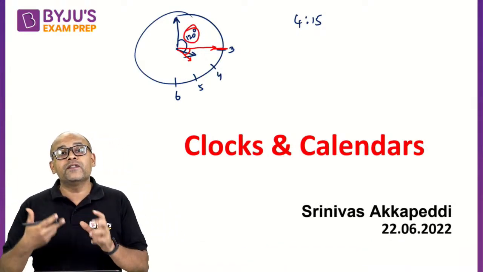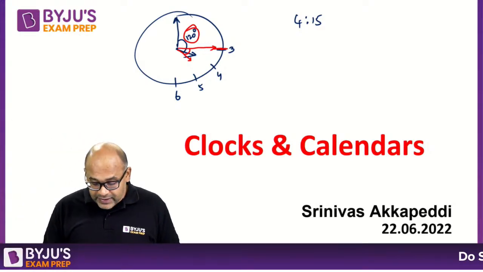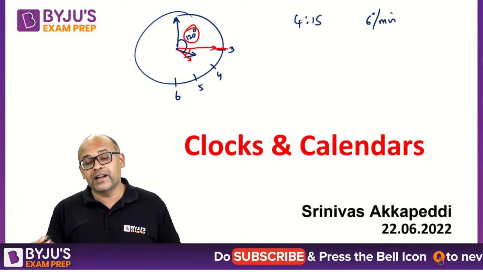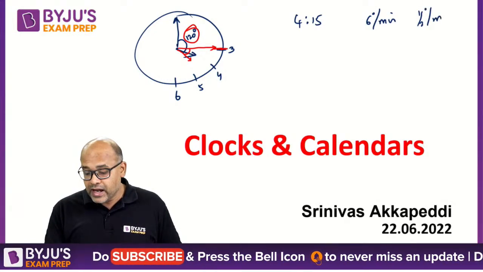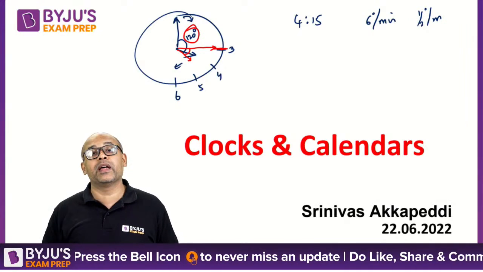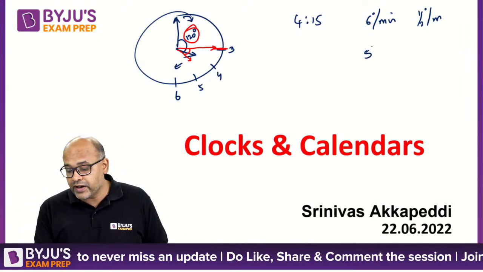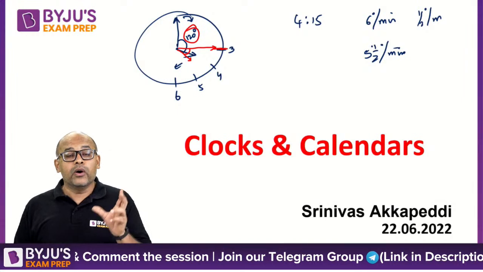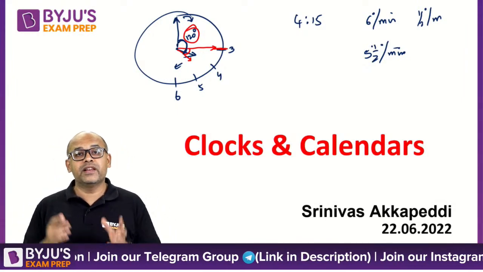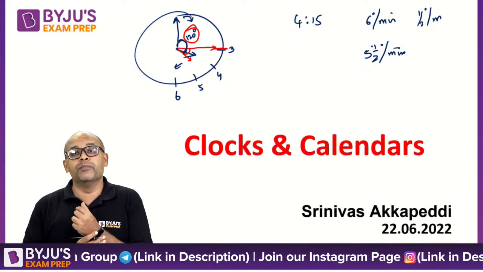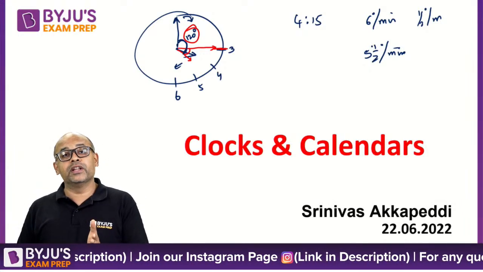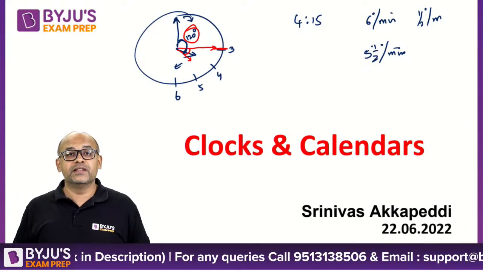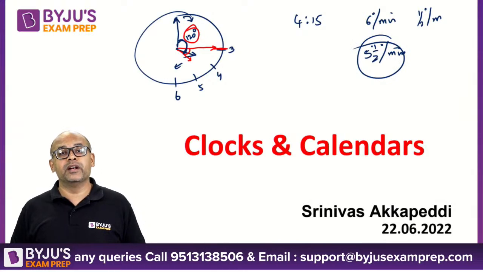So you can use the relative speed of the hands. The minute's hand goes at a speed of 6 per minute and the hour's hand at half a degree per minute, and both of them are traveling in the same direction. So the relative speed becomes 5.5 degrees per minute. Now 120 is the distance between them. It's like your police and thief problem. Imagine the thief is the hour's hand and the police is the minute's hand behind. The distance between them is 120 degrees and the relative speed is 5.5 degrees per minute.